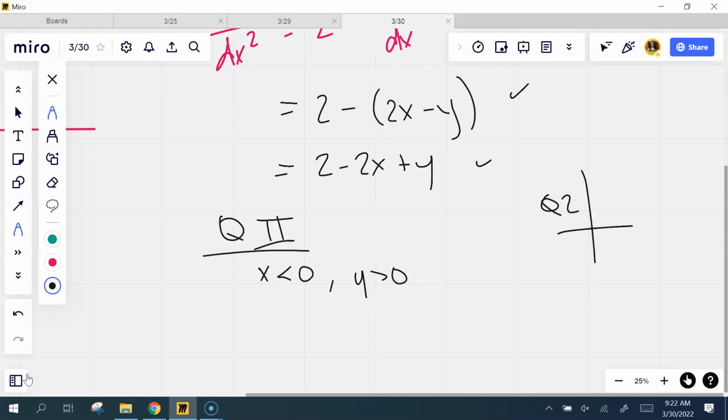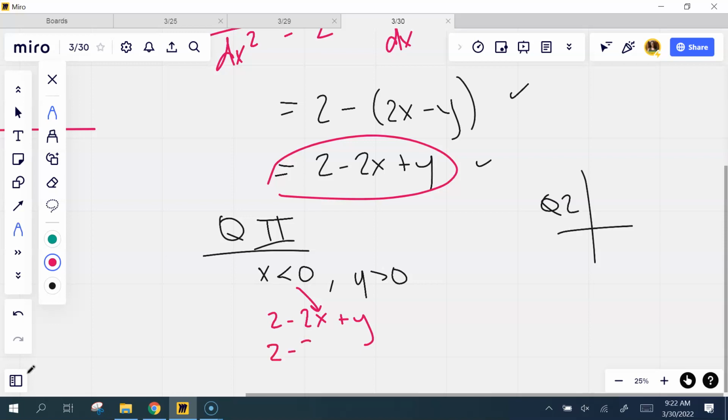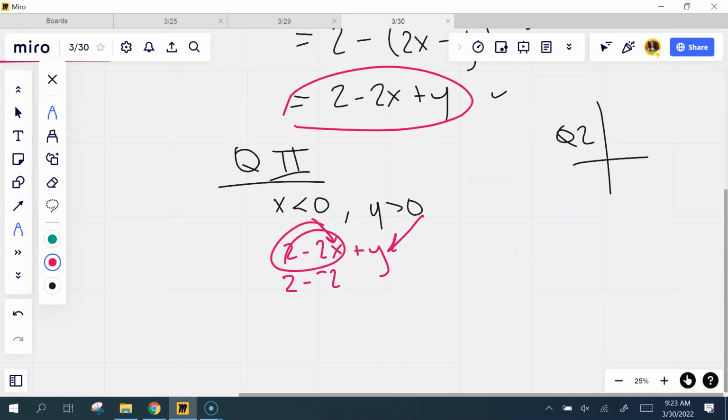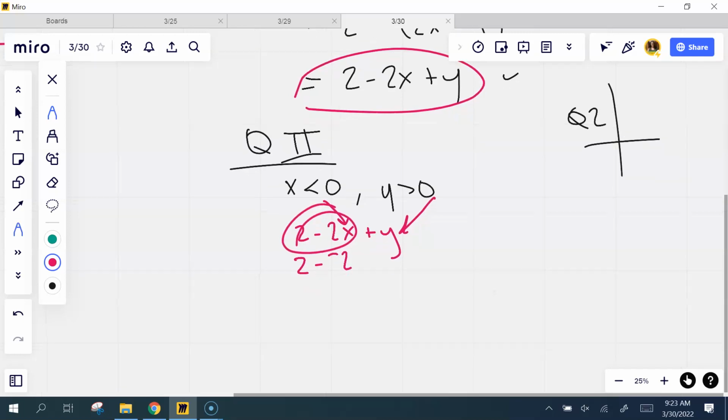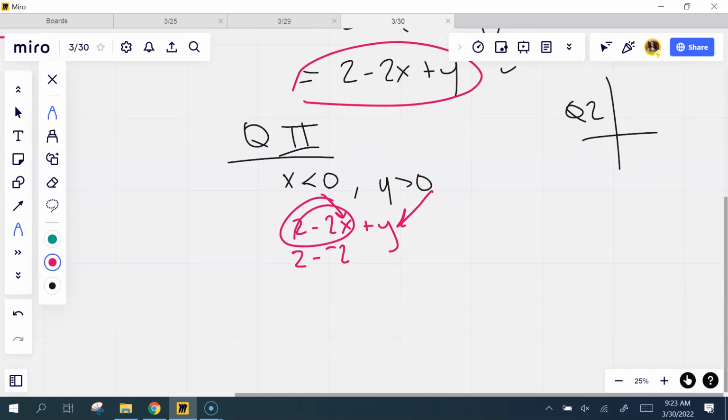Okay, so I want to know what the sign of the second derivative is doing there. Well, if I've got 2 minus 2x plus y, and x is always negative and I'm subtracting here, then I'm doing 2 minus negative 2 times what, right? So this is going to stay positive. And if y is always positive, it's always concave up in quadrant 2. So I would think you get 1 point for concave up with reason.